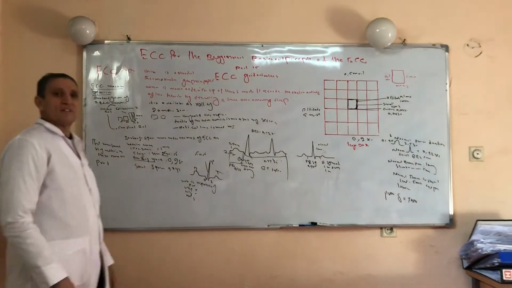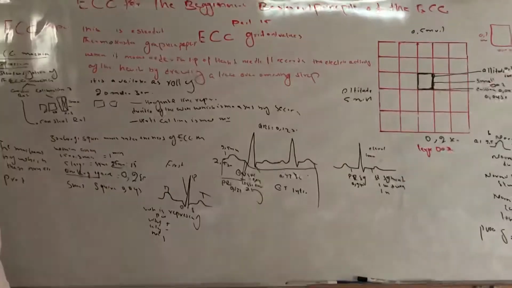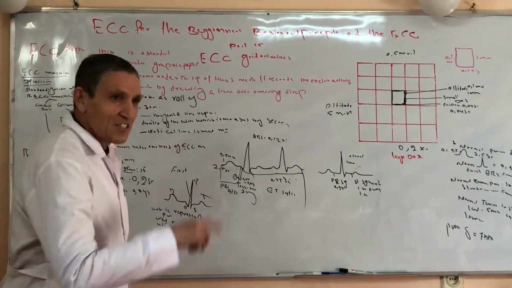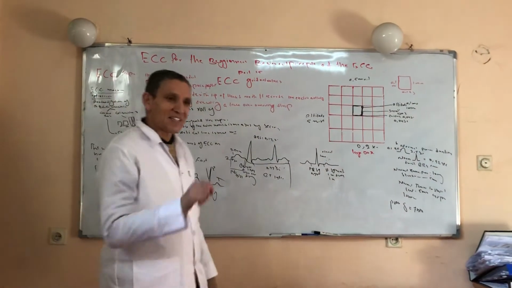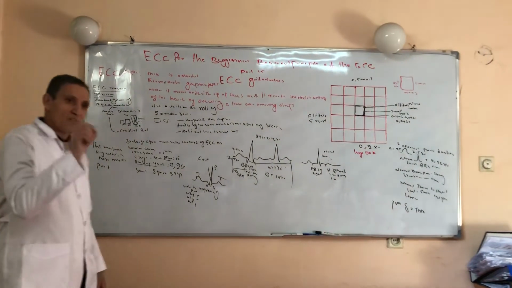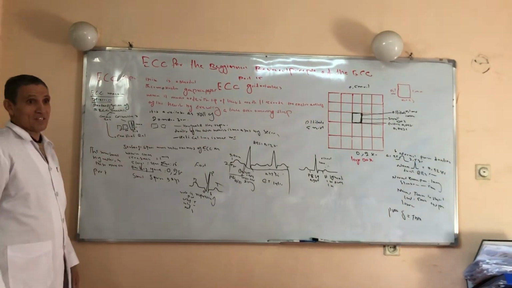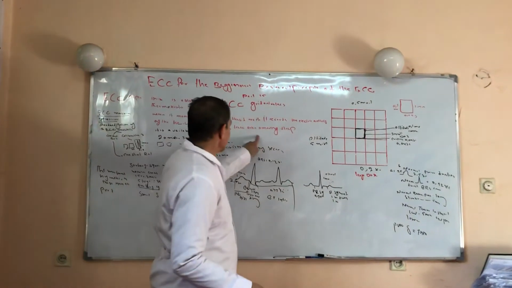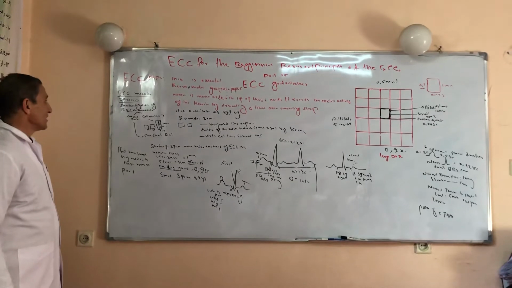What is the ECG paper? We have discussed this matter for 3 weeks already. ECG paper is the standard thermosensitive graphic paper. When it moves under the tip of the heated needle, it records the electrical activity of the heart by drawing a trace over a moving strip. A little bit tough for you guys. I will discuss this matter step by step after this lecture. So we have understood the definition of the ECG paper.